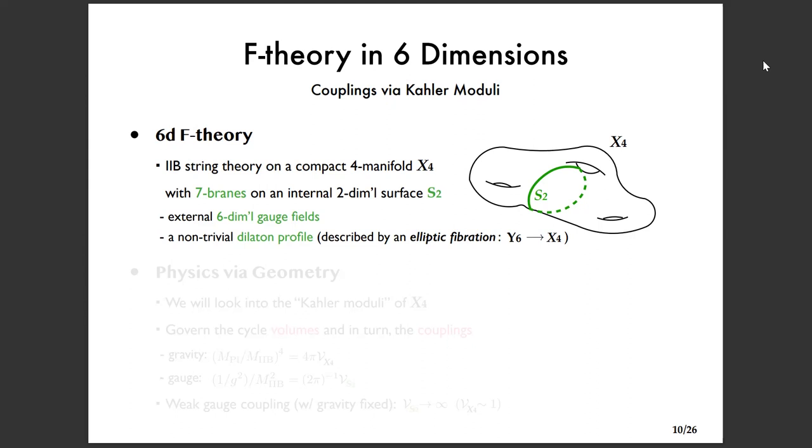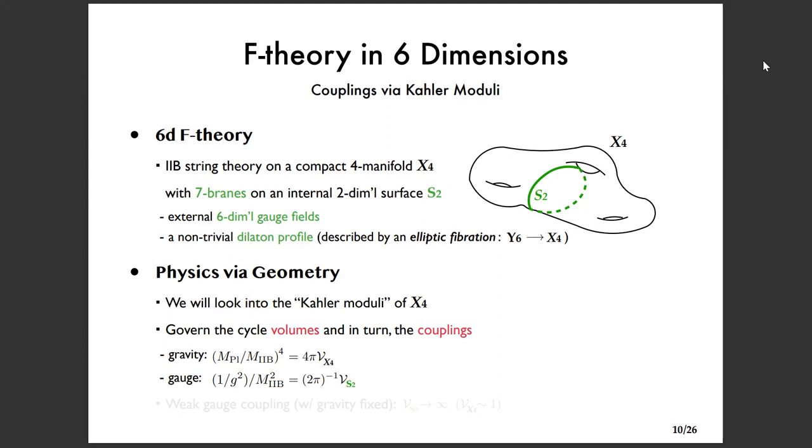Specifically, we'll be looking into the physics encoded by the so-called Kahler moduli of X4. They govern the internal cycle volumes and in turn, the gravitational and the gauge couplings in this manner. So here the Vs are the cycle volumes measured with respect to the length of the type IIB string. And therefore the couplings are divided by appropriate powers of M_IIB. We will be focusing on the weak gauge coupling regime in the parameter space with the gravity fixed. So we don't want to lose gravity.